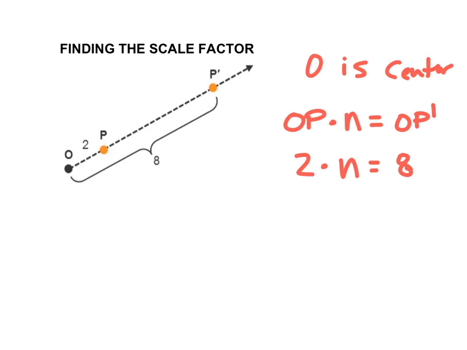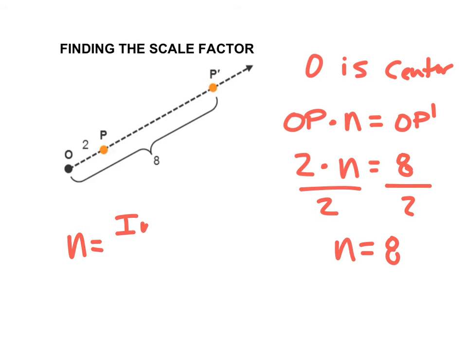And I can set up this equation much like I had before and divide both sides by 2, and I get that my scale factor is equal to 8, okay? And again, if you wanted to find your scale factor n, you could take your image, divide it by your pre-image, and that will give you the same thing, all right? You're doing the same thing, it's just 2 different ways of looking at it.